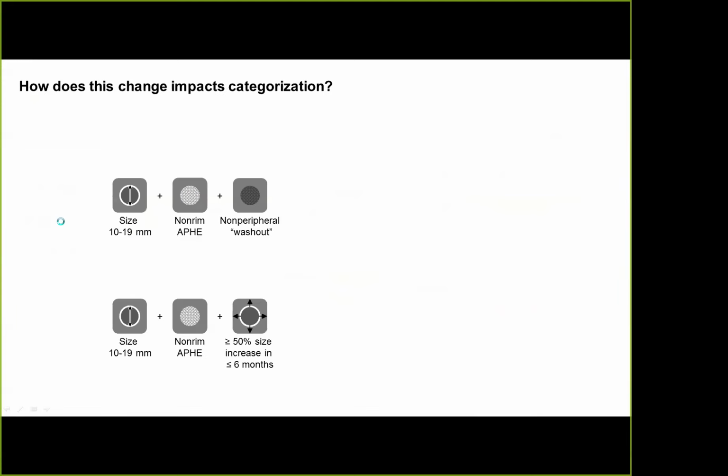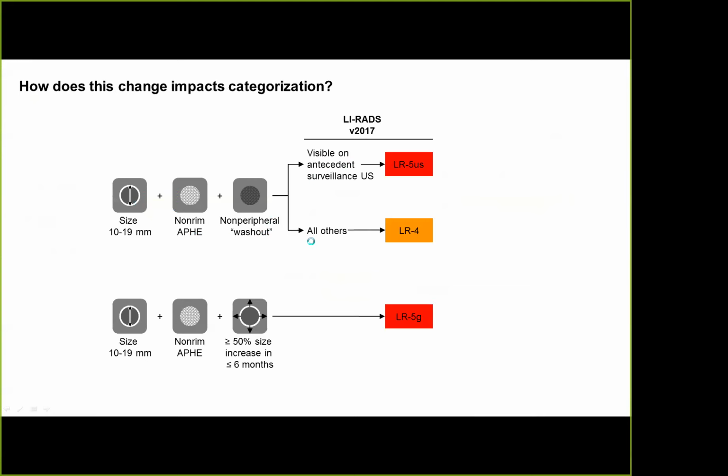So how does that impact categorization? Well, previously, a 10 to 19 millimeter lesion with non-rim APHE and non-peripheral washout, if it was visible on the screening ultrasound, would be categorized LI-RADS 5 ultrasound. In all other cases, it went into LI-RADS 4, with one exception. If it also had a 50% size increase within 6 months, it would be categorized LI-RADS 5G. So we had three subsets of LI-RADS 5: LI-RADS 5 general, LI-RADS 5 ultrasound, and LI-RADS 5G.